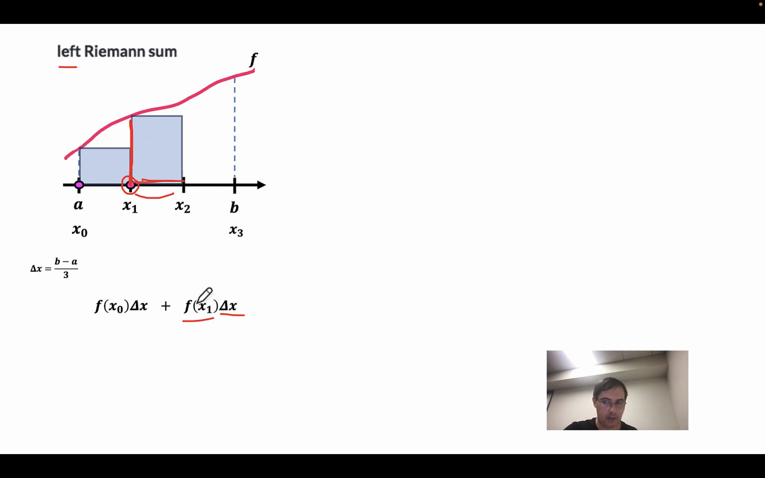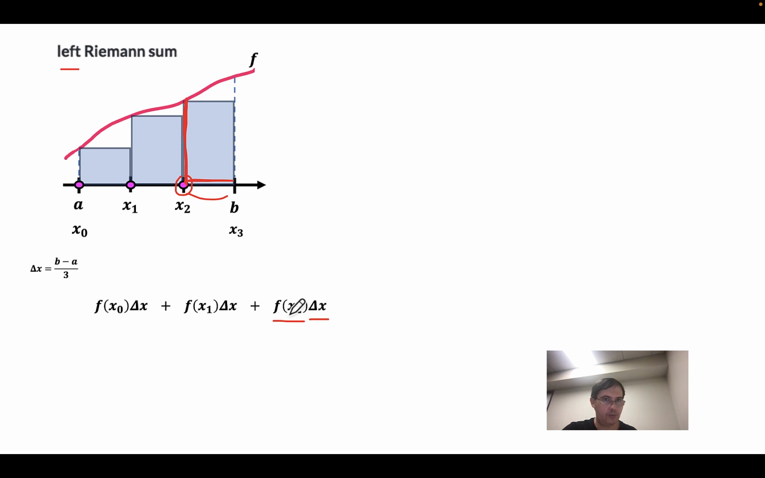Then we consider the last small subinterval that goes from x2 to b, and because we do the left construction, we take the left endpoint, which is x2. Then we evaluate this function at that point x2, and f of x2 is exactly the height of this rectangle. When we multiply it by delta x, this quantity is the area of this third rectangle.